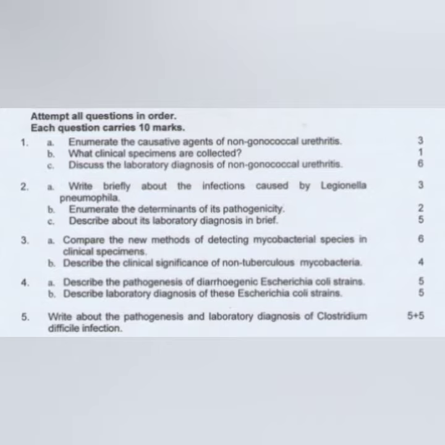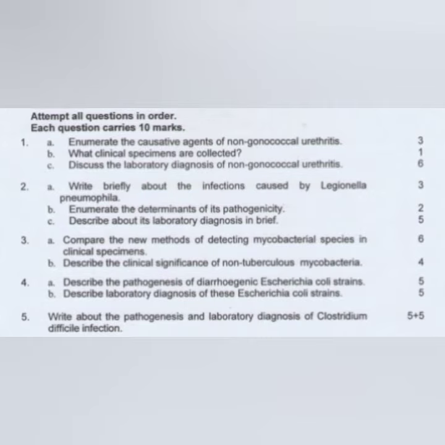5 marks. 3. A. Compare the new methods of detecting mycobacterial species in clinical specimens. 6 marks. B. Describe the clinical significance of non-tuberculous mycobacteria. 4 marks. 4. A. Describe the pathogenesis of diarrheagenic Escherichia coli strains. 5 marks. B. Describe laboratory diagnosis of these Escherichia coli strains.